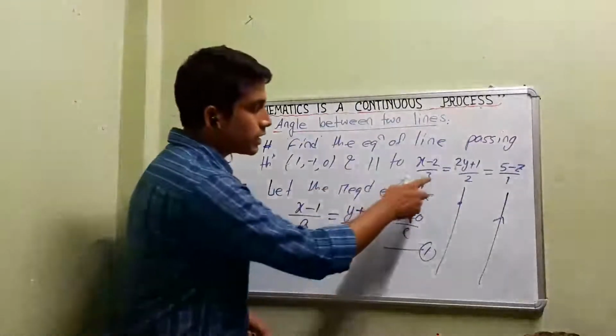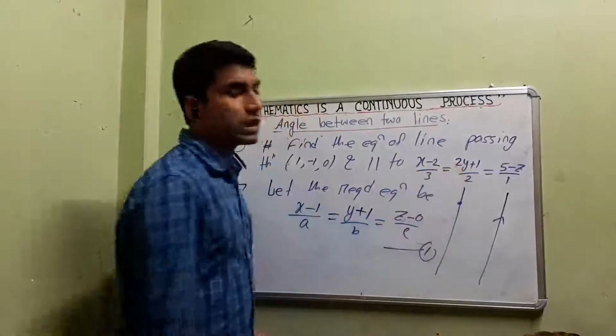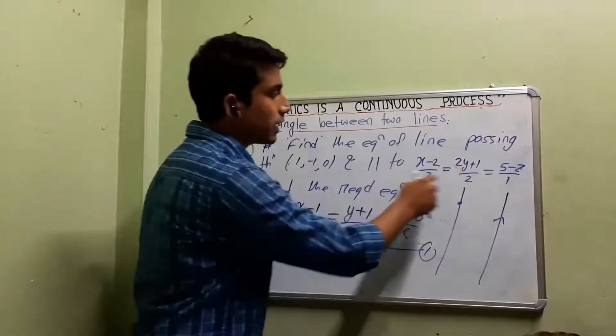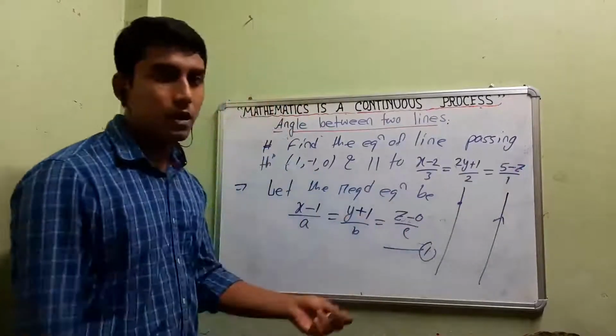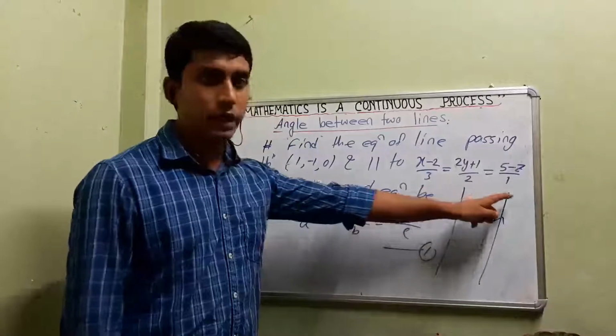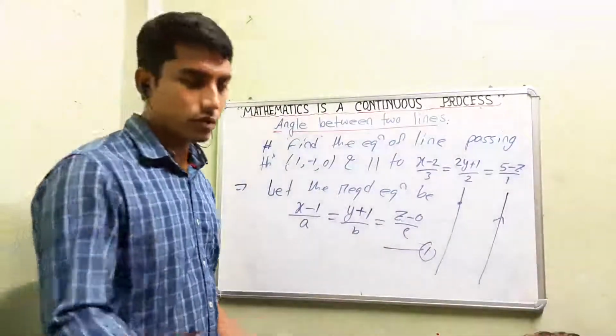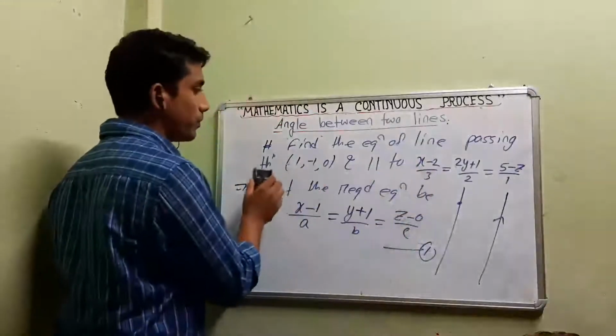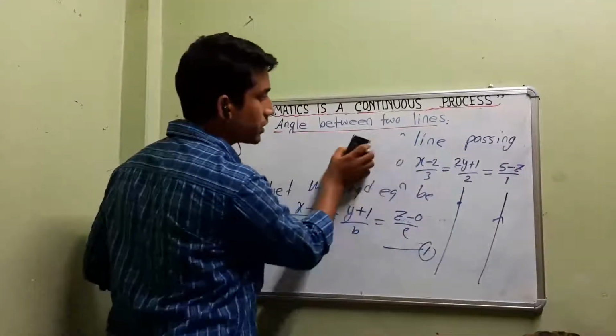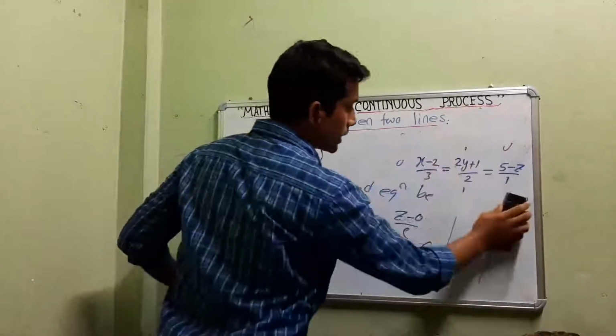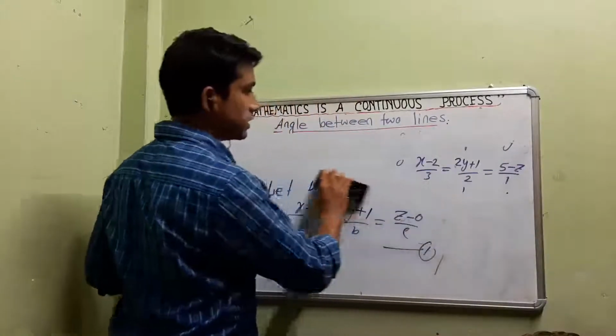But here the given line is not exactly in the general form. So you are supposed to take the given line in the general form, then whatever direction ratios we get, I will substitute there, and that will be our equation. So let us see how to take this one in general form. Let me rub the question a little bit. We will take this equation in the general form.